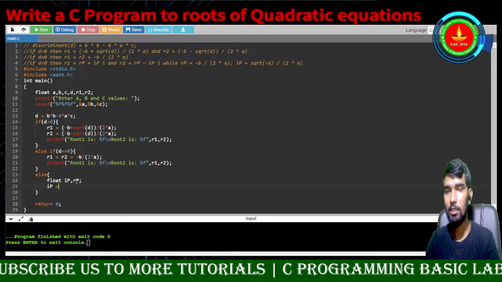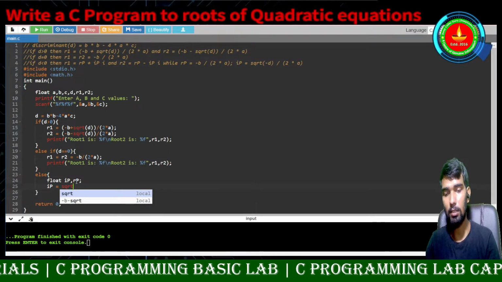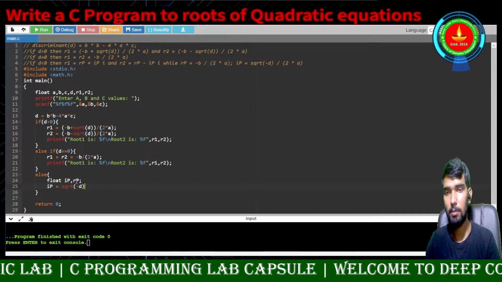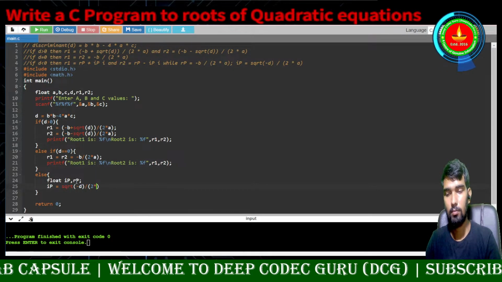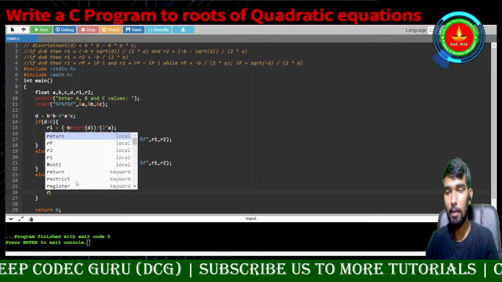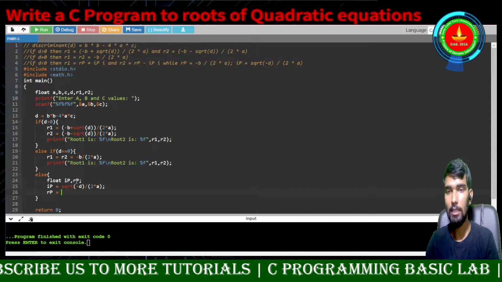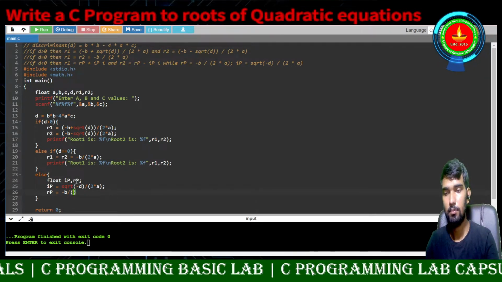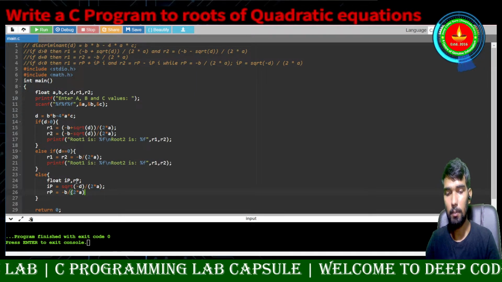So what will be the imaginary part here? The imaginary part will be sqrt of minus determinant, by 2a. Okay. So this is the imaginary part, and what will be the real part of this? So the real part will be minus b by 2a. Okay. So this is the real part.